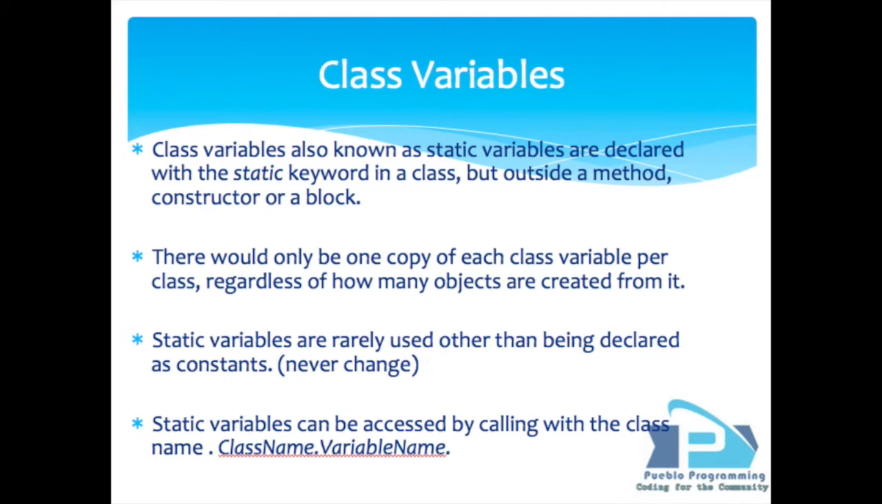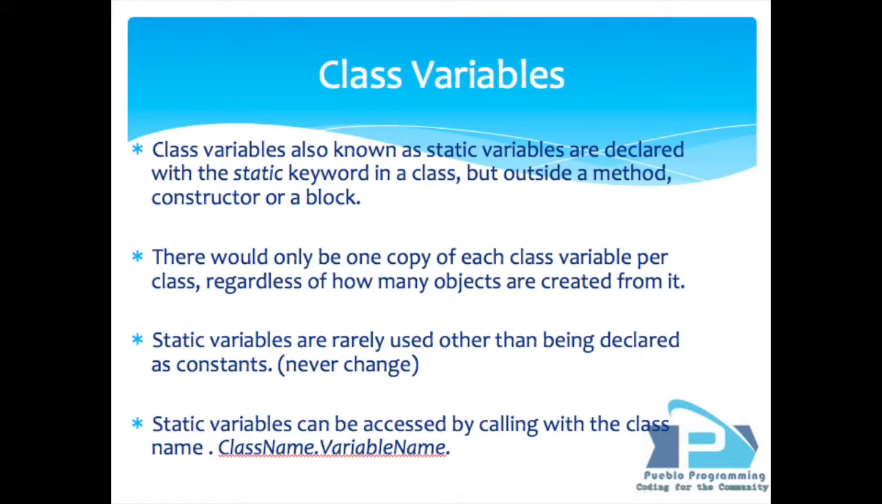Last are class variables. Class variables are also known as static variables and are declared with a static keyword in a class, but outside a method, constructor, or a block. So it's very similar to instance variables when it comes to where it can be used. There would only be one copy of each class variable per class, regardless of how many objects are created from it. And static variables are rarely used other than being declared as constants, meaning that they never change in value.